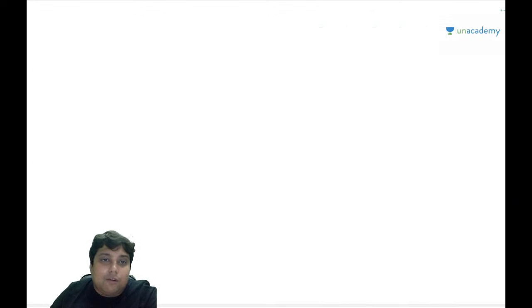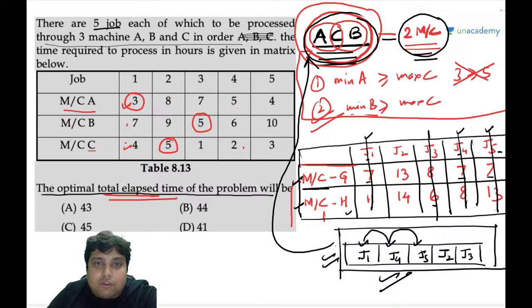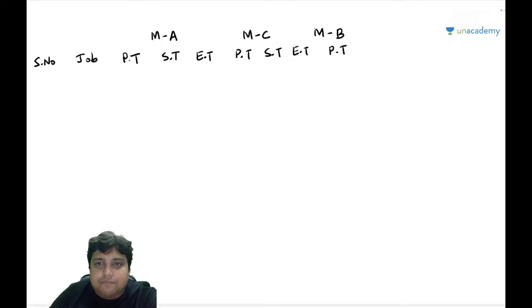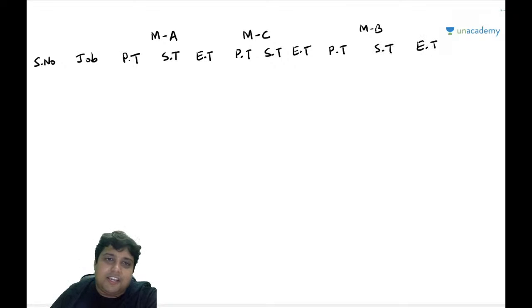So what I will be doing? I will be writing serial number, job, machine A. Remember the order is A, C, B. So first is machine A, then machine C, then machine B. Then I will be writing processing time, start time, end time for each machine. So 1, 2, 3, 4, 5.